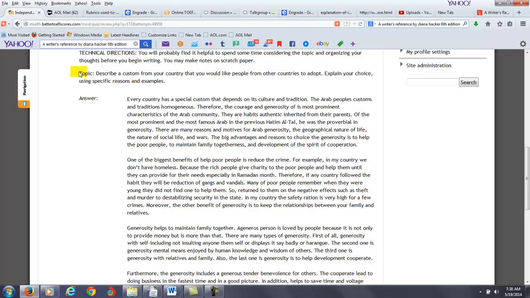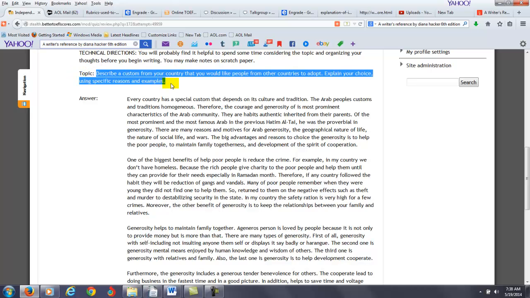And you completed independent writing practice test number 34. So the question here: describe a custom from your family that you would like people from other countries to adopt. Explain your choice using specific reasons and examples. So the whole purpose here is to explain why other people from other countries should adopt this custom.